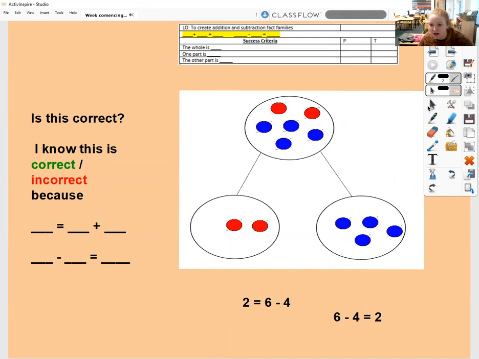I'm just going to quickly look at these ones. So here I have two number sentences. I have 2 equals 6 subtract 4, and I have 6 subtract 4 equals 2. Are these representing what is shown in my part-whole model? Well, let's have a look.